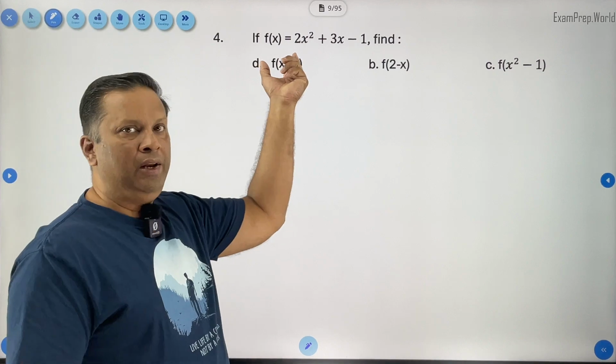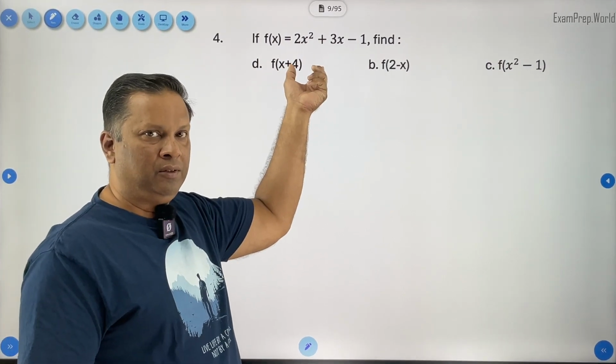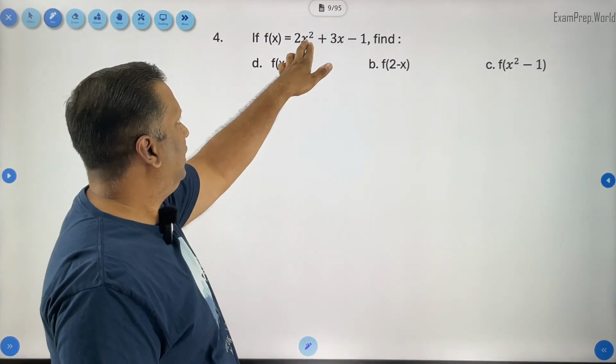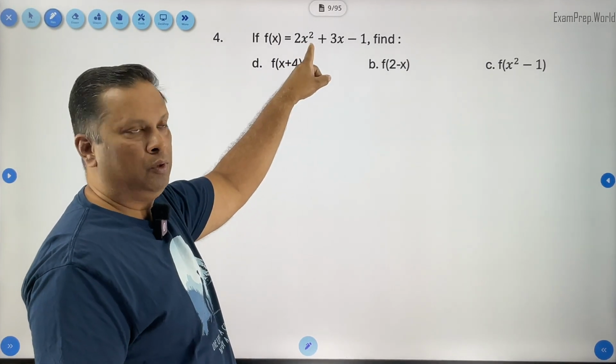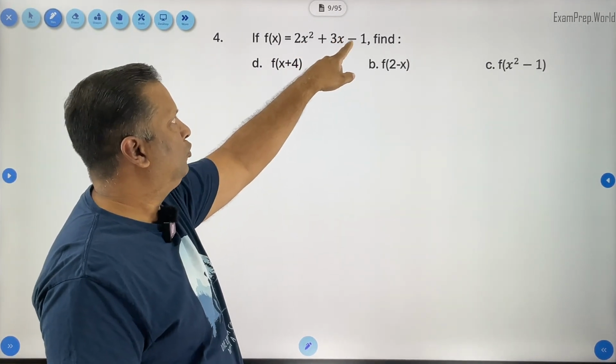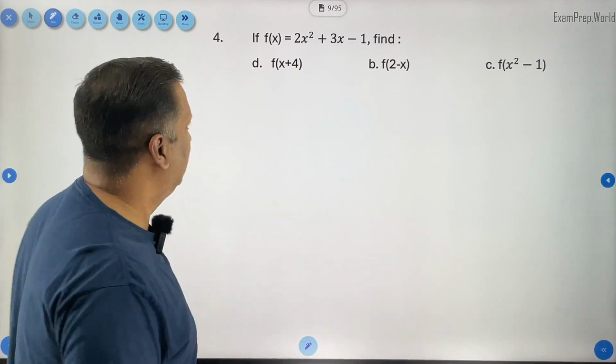Here, instead of a value, they have given an expression. So this expression will go wherever x is there. So x plus 4 will go here. It will become x plus 4 whole square. Then 3 times x plus 4 minus 1. Let me show you. Okay.